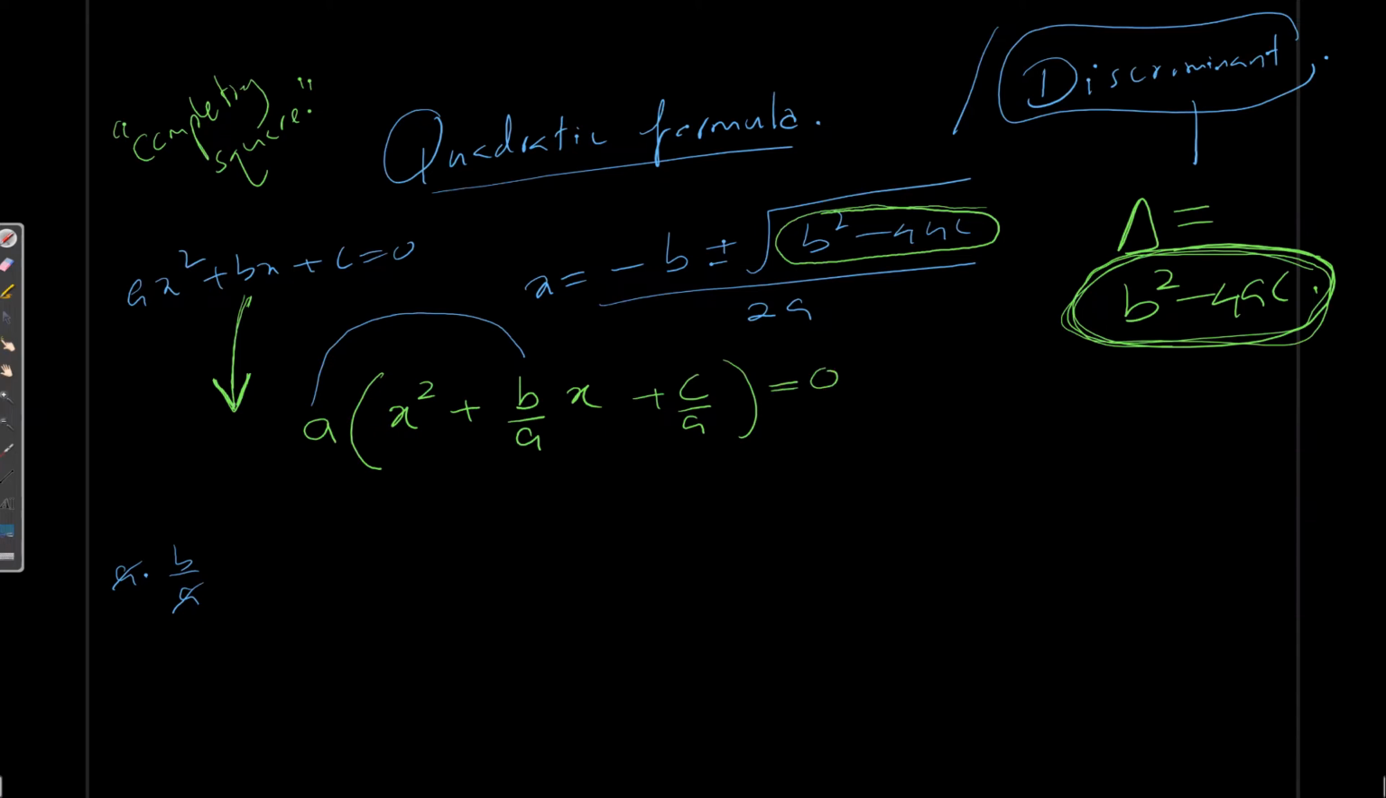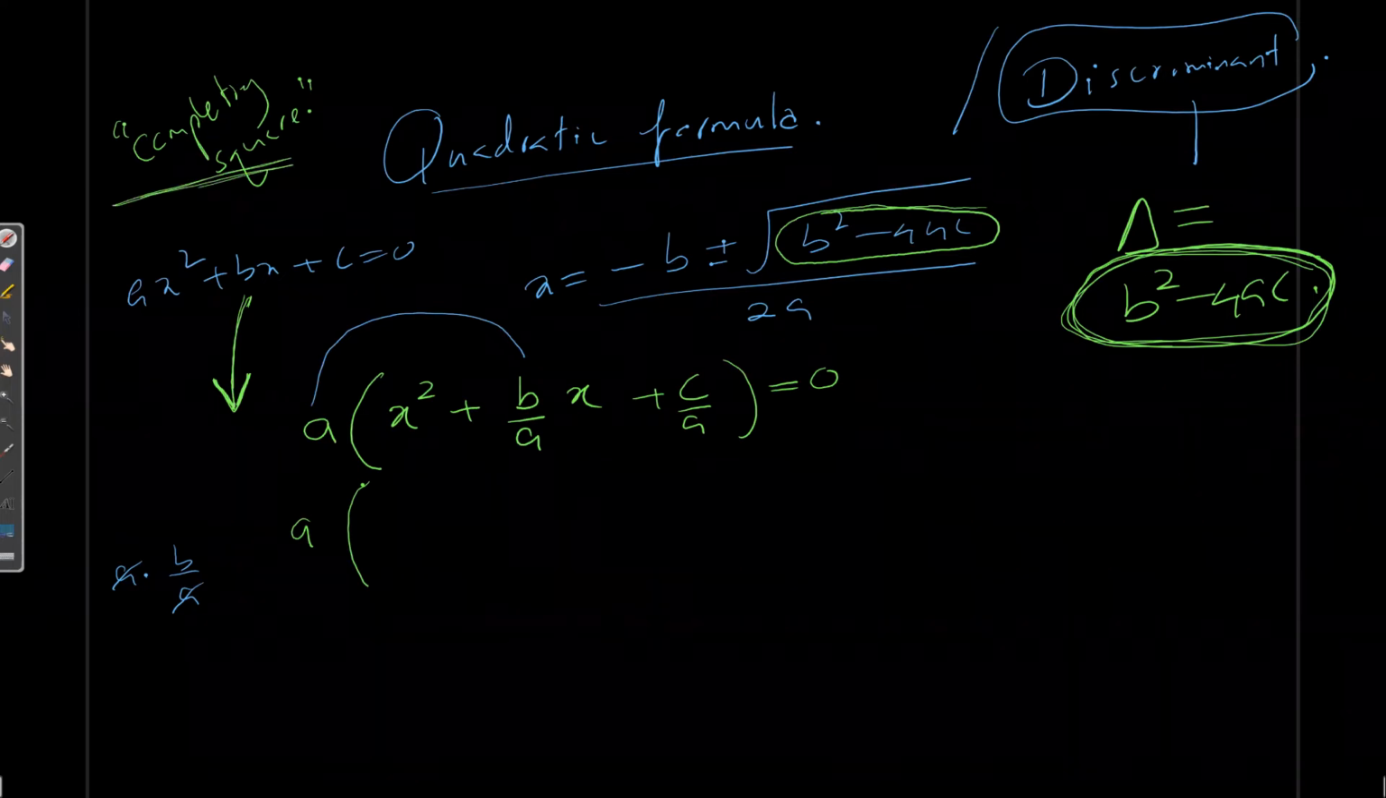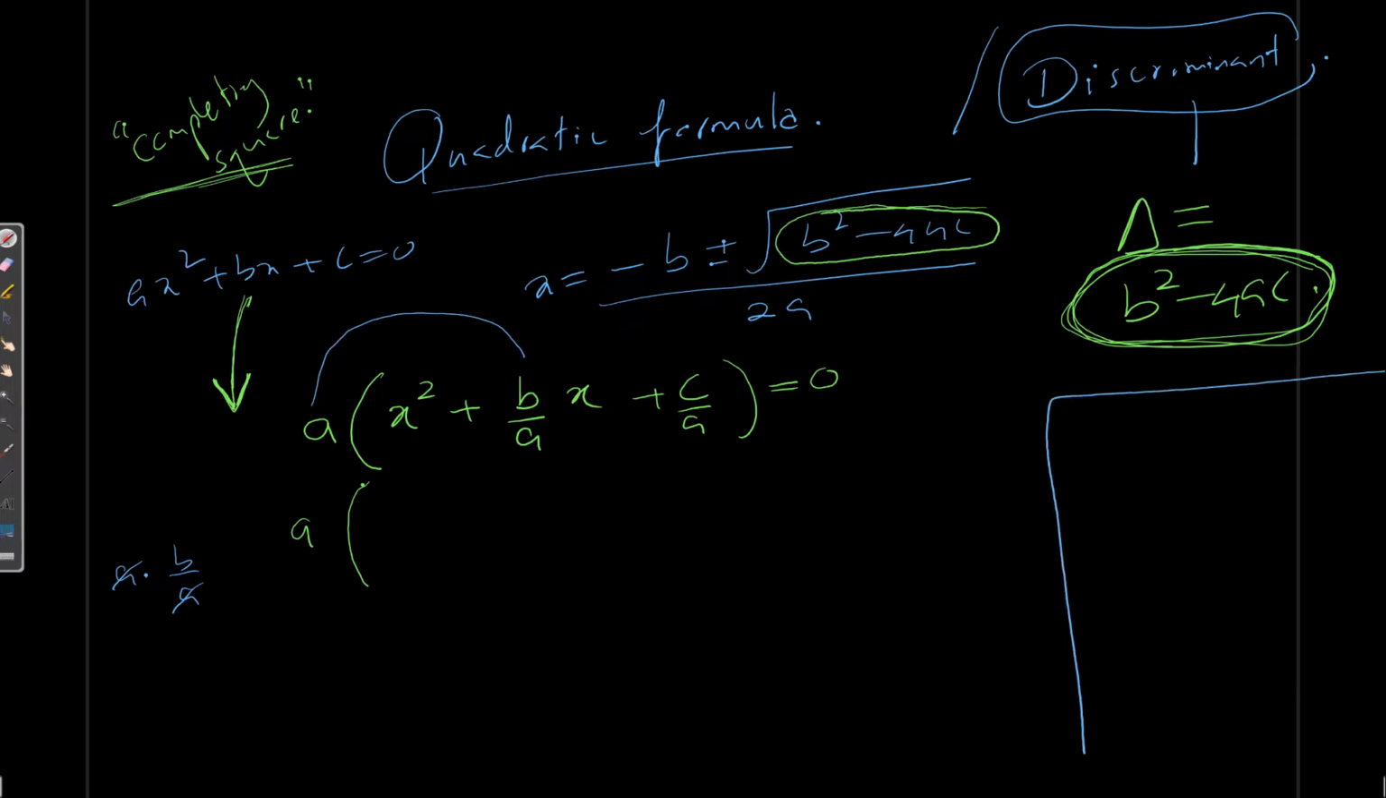Now, what I did was I made the coefficient of x squared in this part of the equation 1. That's exactly what I did by pulling a out. So I just have to keep a out and deal with the other part. Now, the completing square technique. Let me take a simple example and remind you. Let's say x squared plus 6x plus 10 equals 0.